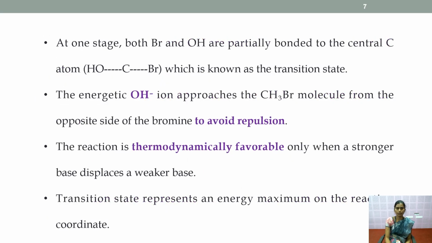At one stage, both Br and OH are partially bonded to the central carbon atom, which is known as the transition state. The energetic OH ions approach the CH3Br, that is the substrate molecule, from the opposite side of the bromine to avoid the repulsion between OH and Br minus ions. The reaction is thermodynamically favorable only when the stronger base is displaced by a weaker base. The transition state represents an energy maximum on the reaction coordinate.